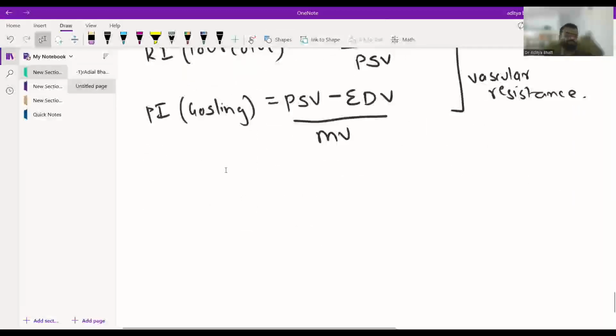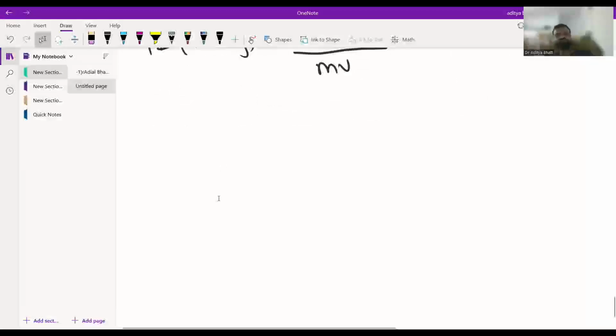And this PI and RI are also commonly used for MCA Doppler, middle cerebral artery Doppler. And obviously when you have a high velocity of MCA, there might be a high output cardiac failure, while if there is low velocity, you are having low output cardiac failure. So that is what RI and PI show.